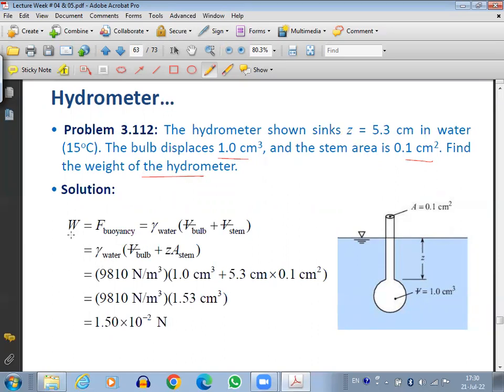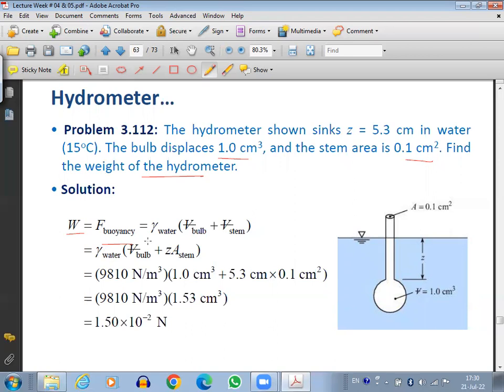The weight of the hydrometer will be equal to the buoyancy force. Why? Because when the hydrometer is dipped, eventually it becomes static. It means the weight is trying to pull the hydrometer down, but the buoyancy force is holding it up. So they both are balancing each other, and now it is stationary. So the weight of the hydrometer would be equal to the buoyancy force.